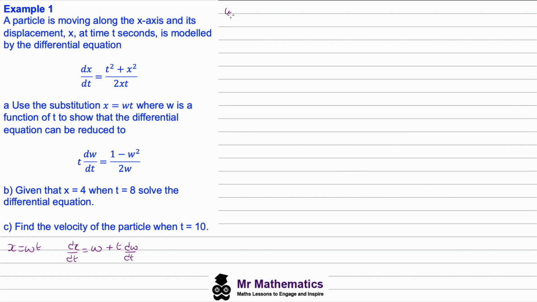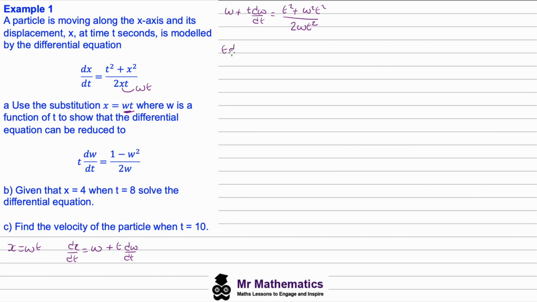So we have w plus t dw over dt is equal to t squared plus x squared, but I can substitute x as wt, so plus w squared t squared all over 2xt. When I substitute wt into here, we get 2wt squared. Now we can simplify this fraction by cancelling out the t squared from the numerator and denominator, and we can move this w to the right hand side.